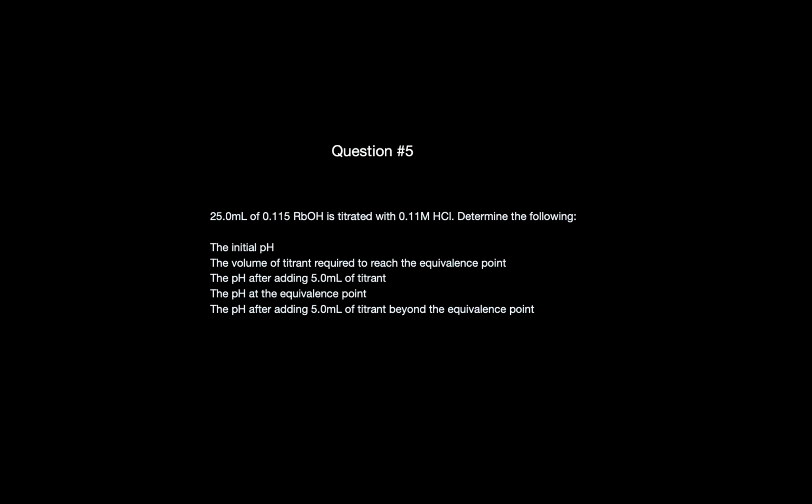Question number 5. So 25 milliliters of 0.115 rubidium hydroxide is titrated with 0.11 molar hydrochloric acid. Determine the following, and we're given a couple different pHs and volumes to solve for. Once again, a bit of an involved and time-consuming problem. So let's take all these things one at a time.